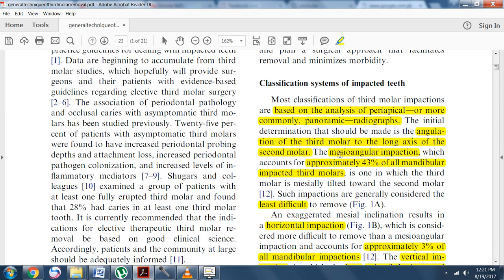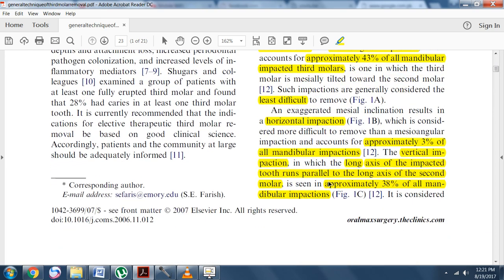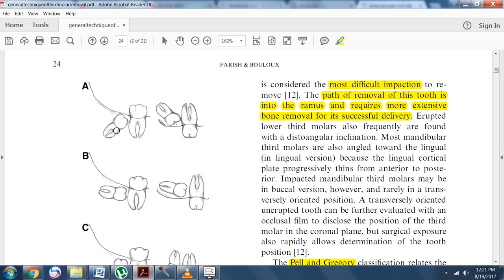The first one, and the easiest considered impaction in case of lower third molars, is the mesioangular impaction. It accounts for approximately 43% of all the mandibular impacted third molars. In this figure we can see an impacted lower third molar which is mesioangular. Its long axis is mesially inclined with respect to the long axis of the second molar.